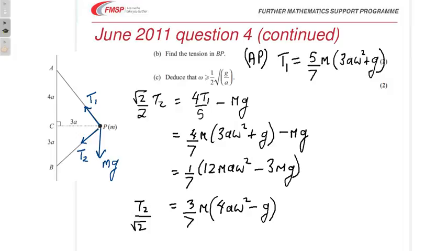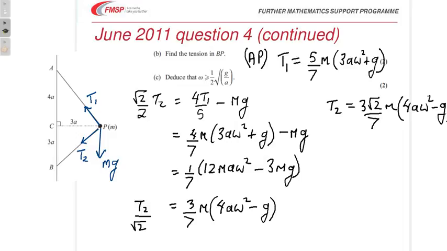So finally that gives us T2 equals 3 root 2. I go up the top here then, as I'm running a bit short of space. T2 is 3 root 2 m over 7 into 4a omega squared minus g. A bit messy, but we got there. That's T2 then, the tension in BP.